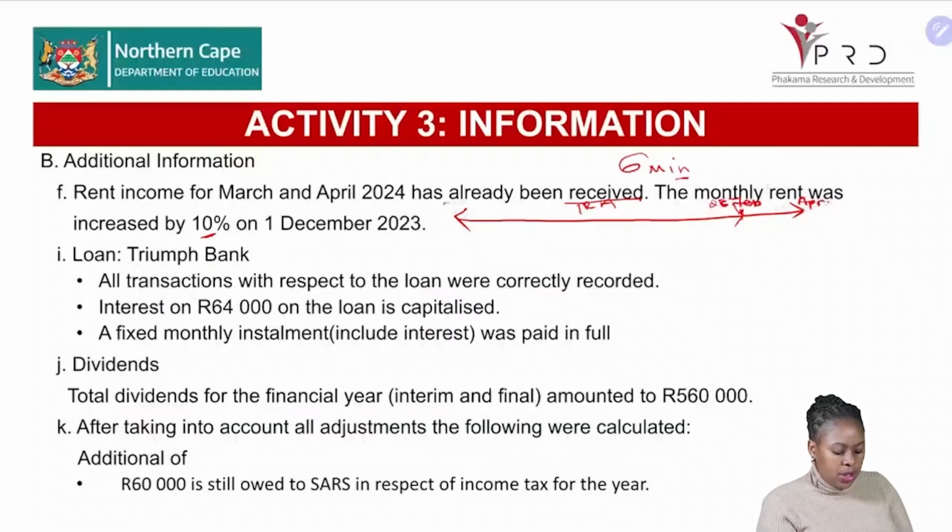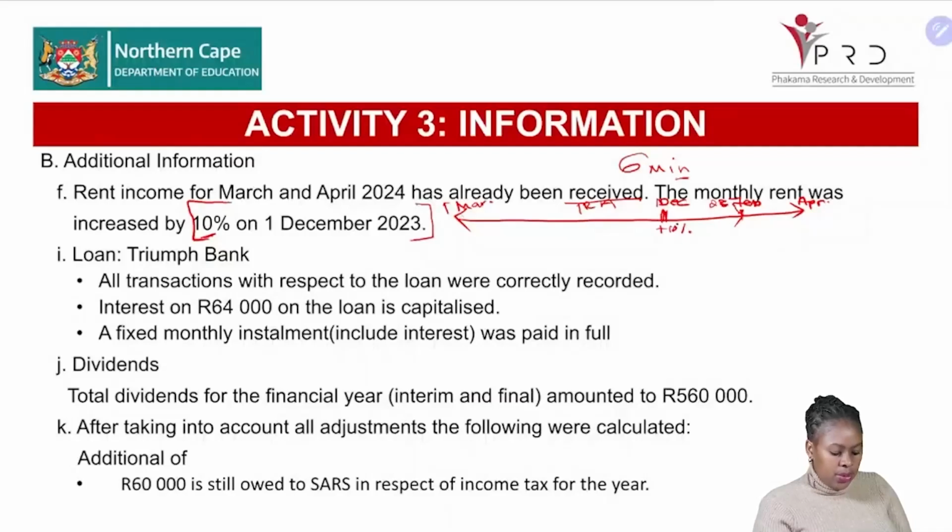Okay, our financial year starting on the 1st of March. So what does this mean? This means that we have received something in advance. But then we move on to more information. They said 10% was added on the 1st of December. So 1 December, there was a 10%.